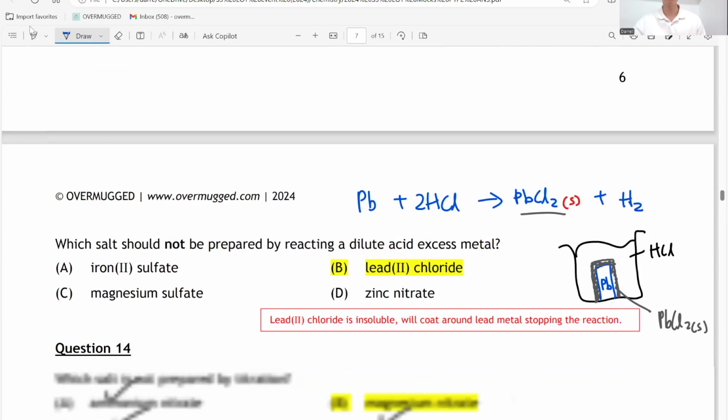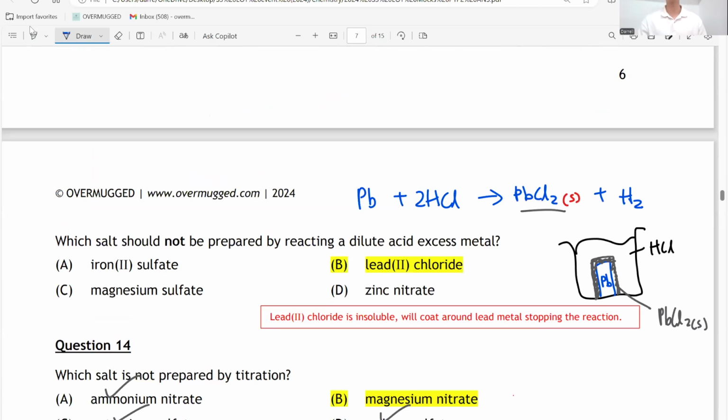Next, question 13. For question 13, I think this one is worth it to slow down a little to make sure we are on the same page. The saying here is that, okay, if we are preparing a salt and we are reacting acid with a metal, which salt should not be prepared using this method? We see lead-2 chloride. Let me go a few steps here. Lead-2 chloride. Chloride. What was the word that we use? We wear a shower cap, right? CAP, chloride. Which are the 2 chlorides that are insoluble? A and P. A, Ag. P, Pb.